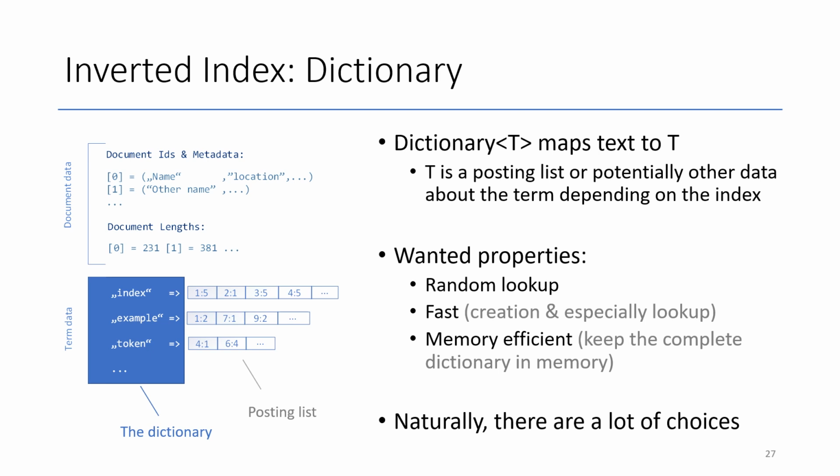The property that we want from this dictionary is first and foremost a very fast random lookup. We don't want to sequentially iterate through the dictionary to find something. We want to be able to randomly look up something very fast. It should also be very memory efficient, so we can keep the complete dictionary in our memory. And naturally, there are a lot of choices created by computer scientists over the years.